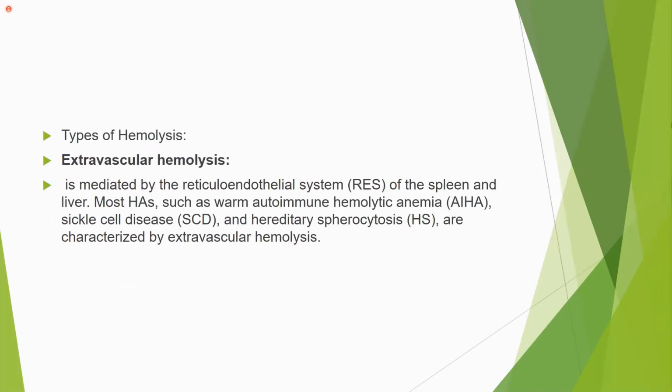Now, the types of hemolysis. There are two types of hemolysis: extravascular hemolysis and intravascular hemolysis. The extravascular hemolysis is mediated by the reticuloendothelial system of the spleen and liver, and most hemolytic anemias such as warm autoimmune hemolytic anemia, sickle cell disease, and hereditary spherocytosis are characterized by extravascular hemolysis. So this type of hemolysis basically takes place in the organs of the reticuloendothelial system, that is spleen and the liver.